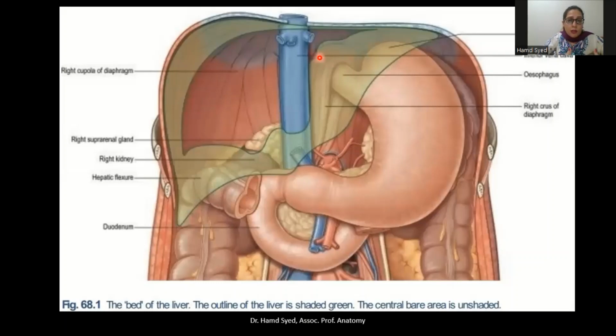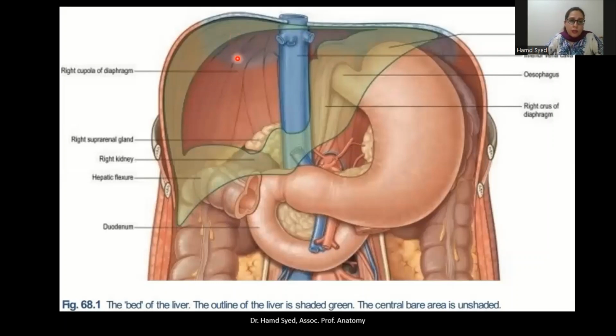Now, while mentioning this, I would like to clarify that, as we know, the liver is lying within the peritoneum, so it is ensheathed by the visceral layer of peritoneum, but this visceral layer does not cover it entirely. There are certain parts of the liver where this visceral lining of peritoneum is absent.